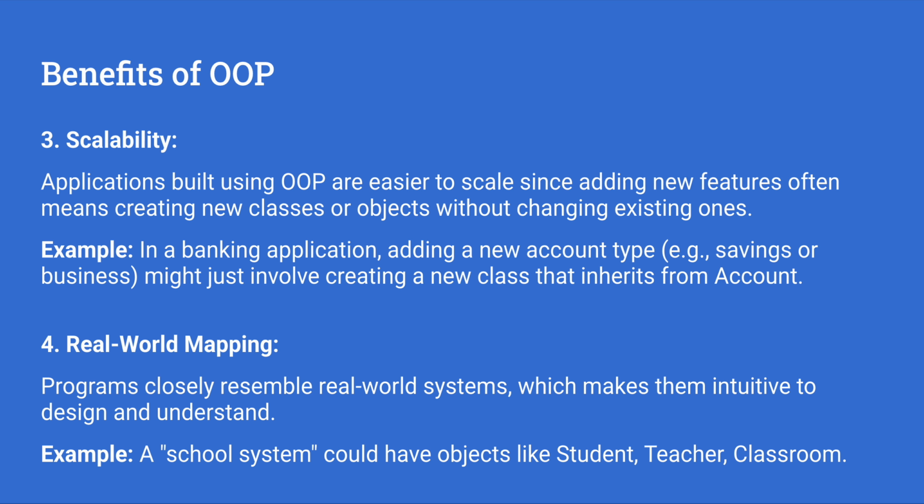The third benefit of OOPS is scalability. Applications built using OOPS are easier to scale, since adding new features often means creating new classes or objects without changing existing ones. For example, in a banking application, adding a new account type, like a savings account or a business account, might just involve creating a new class that inherits from account.